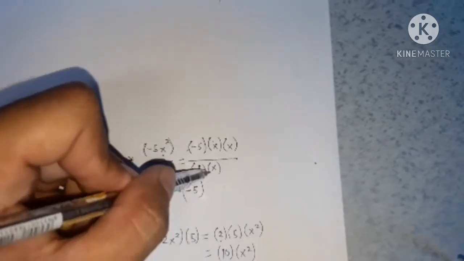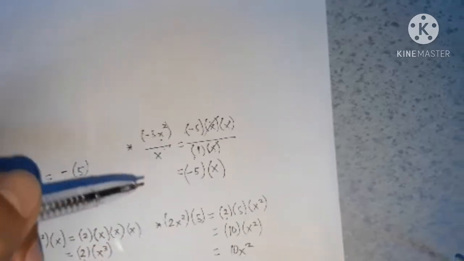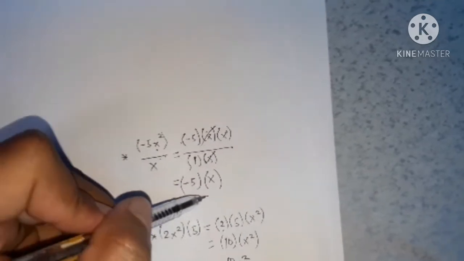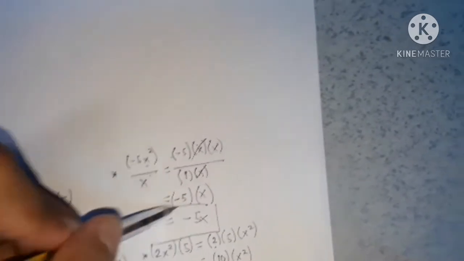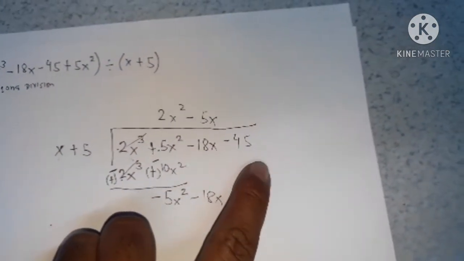And then x divided by x, that is 1. 1 times x, that is x. And then negative 5 times x, that is negative 5x. So yun yung reason kung ba't siya naging negative 5x.